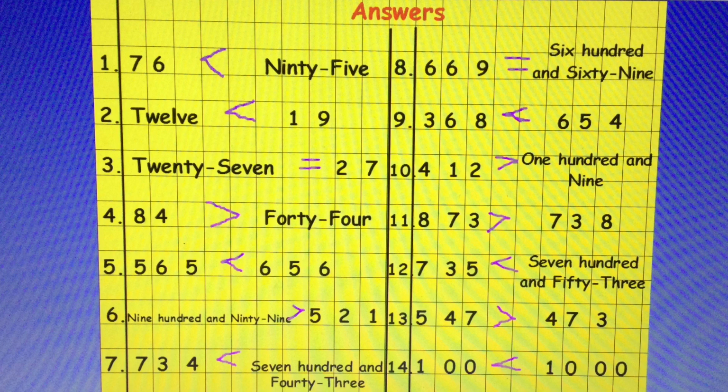669 equals 669. 368 is less than 654. 412 is more than 109. 873 is more than 738. 735 is less than 753. 547 is more than 473, and 100 is less than 1,000.